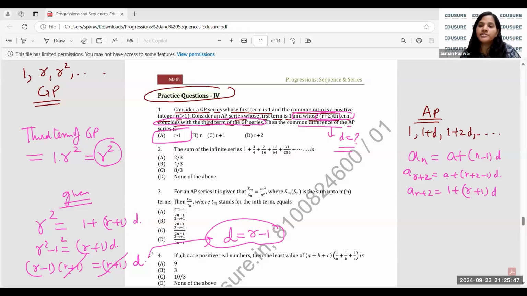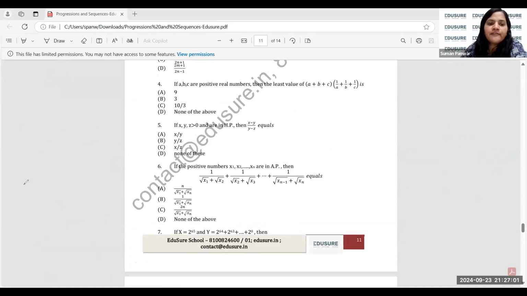We could solve the question only with the knowledge of how to write the general term of a geometric progression and how to write the general term of an arithmetic progression. Practice set 4, question number 5. If x, y, z are positive and are in HP, then we need to find out this thing: (x minus y) upon (y minus z). Now, what do you know about HP? You only know one thing about HP, that if terms are in HP, the reciprocals are in AP. Okay. So what is given?